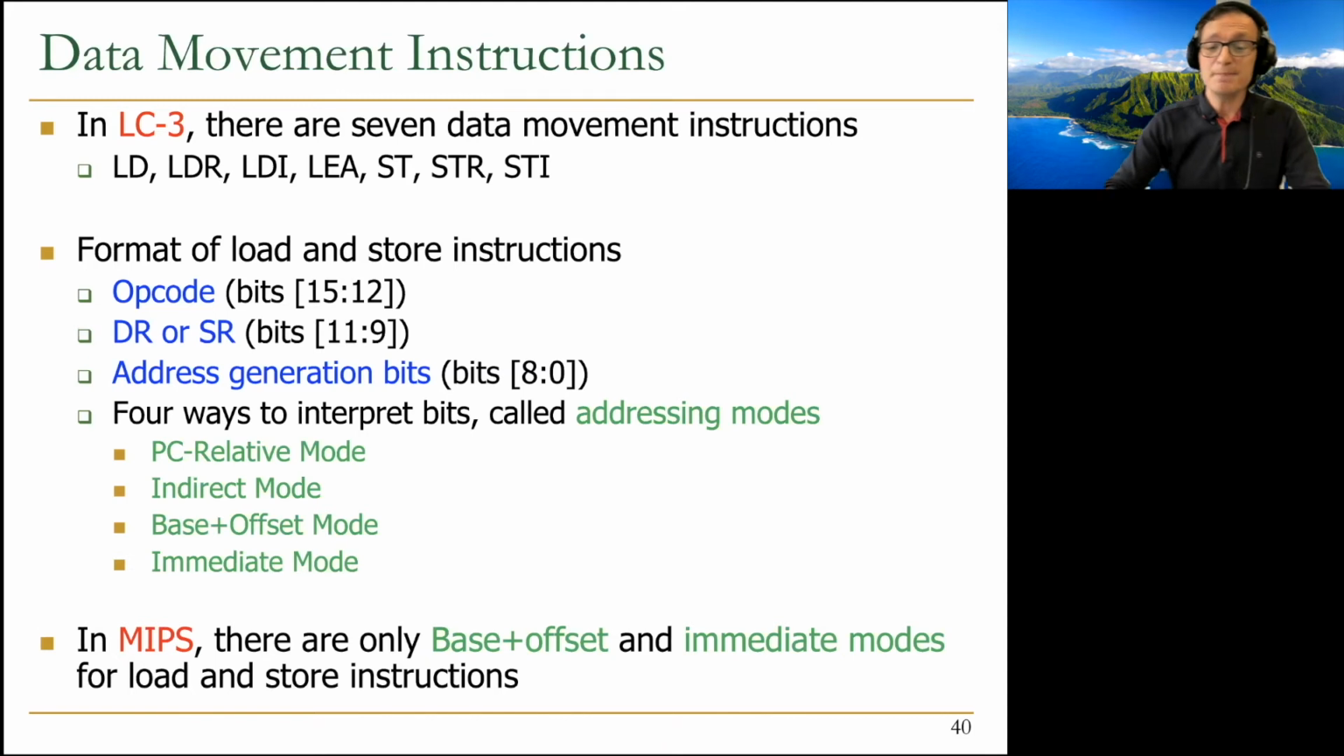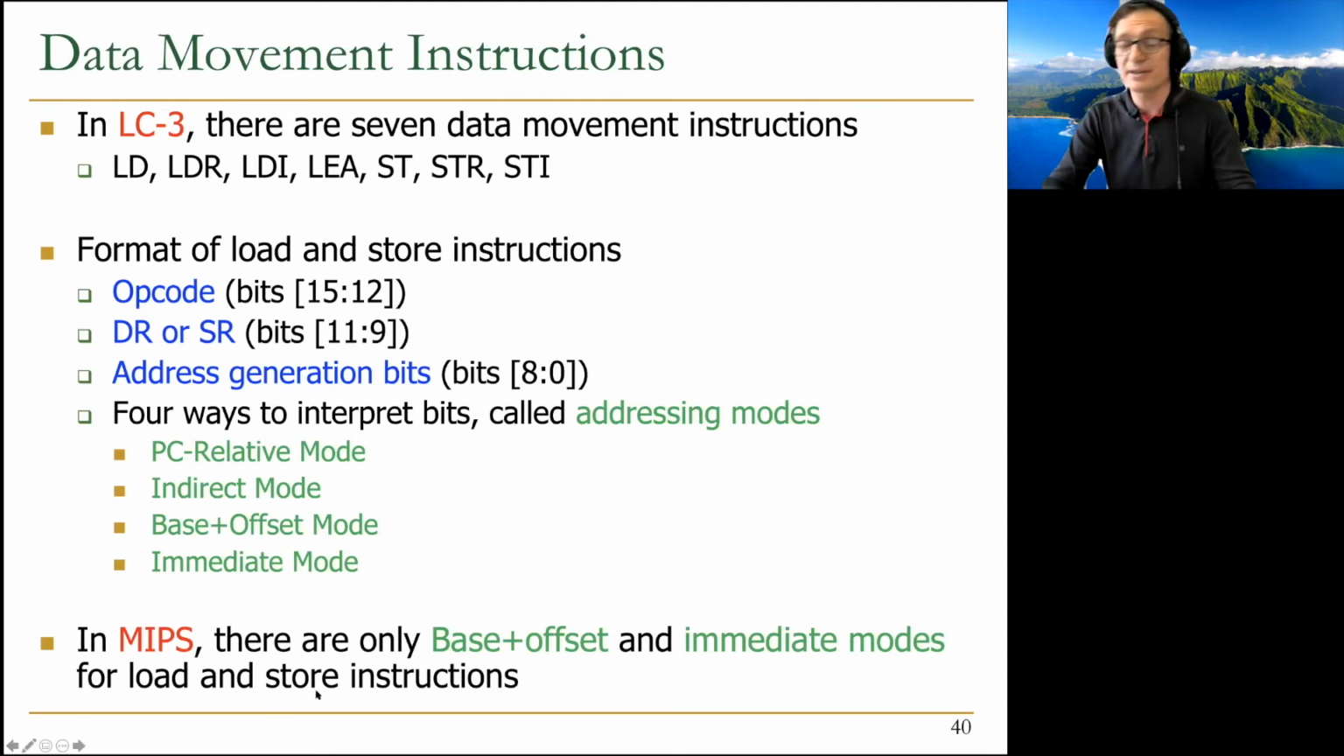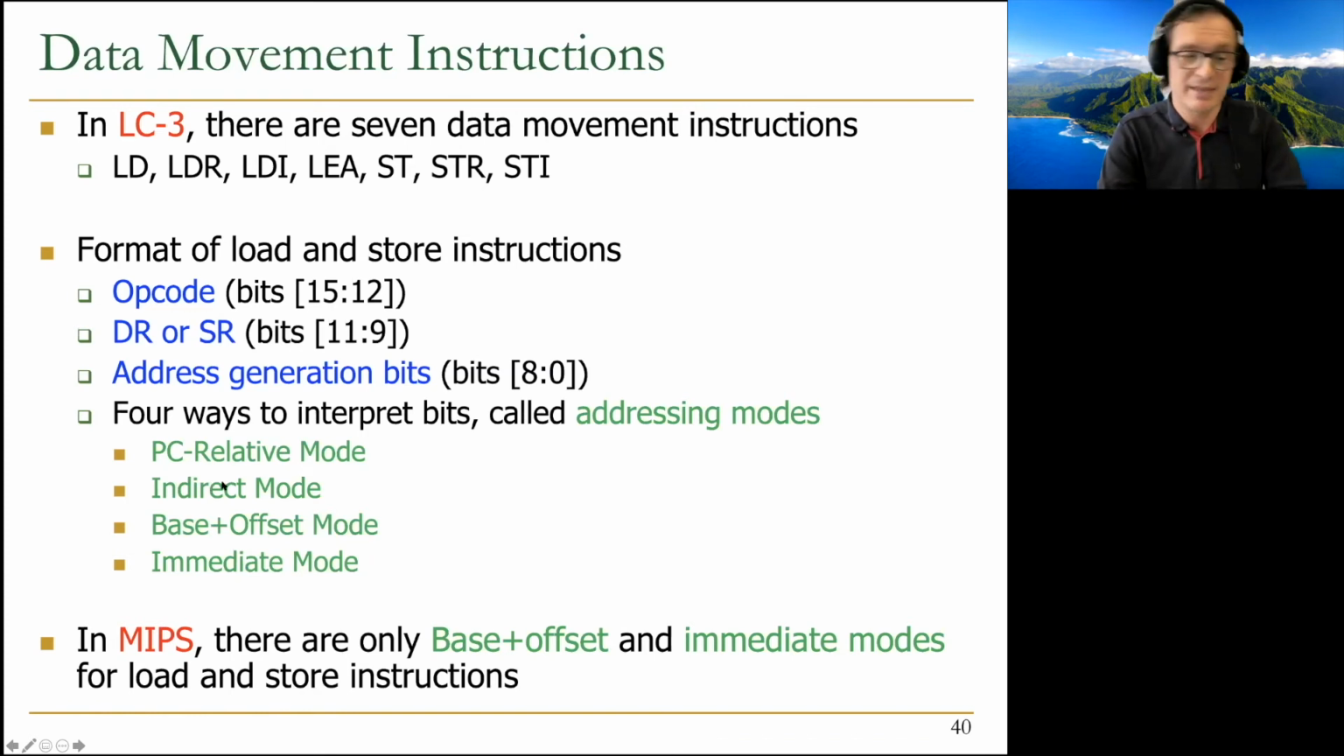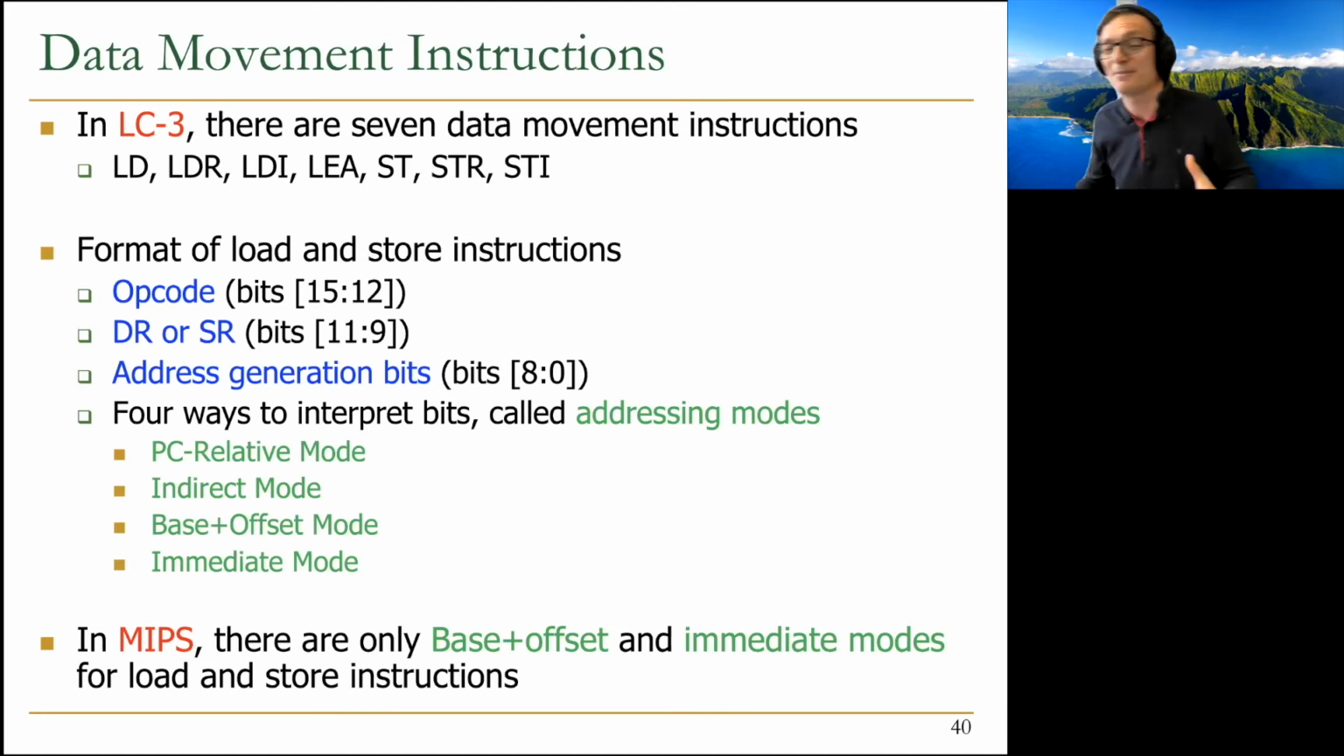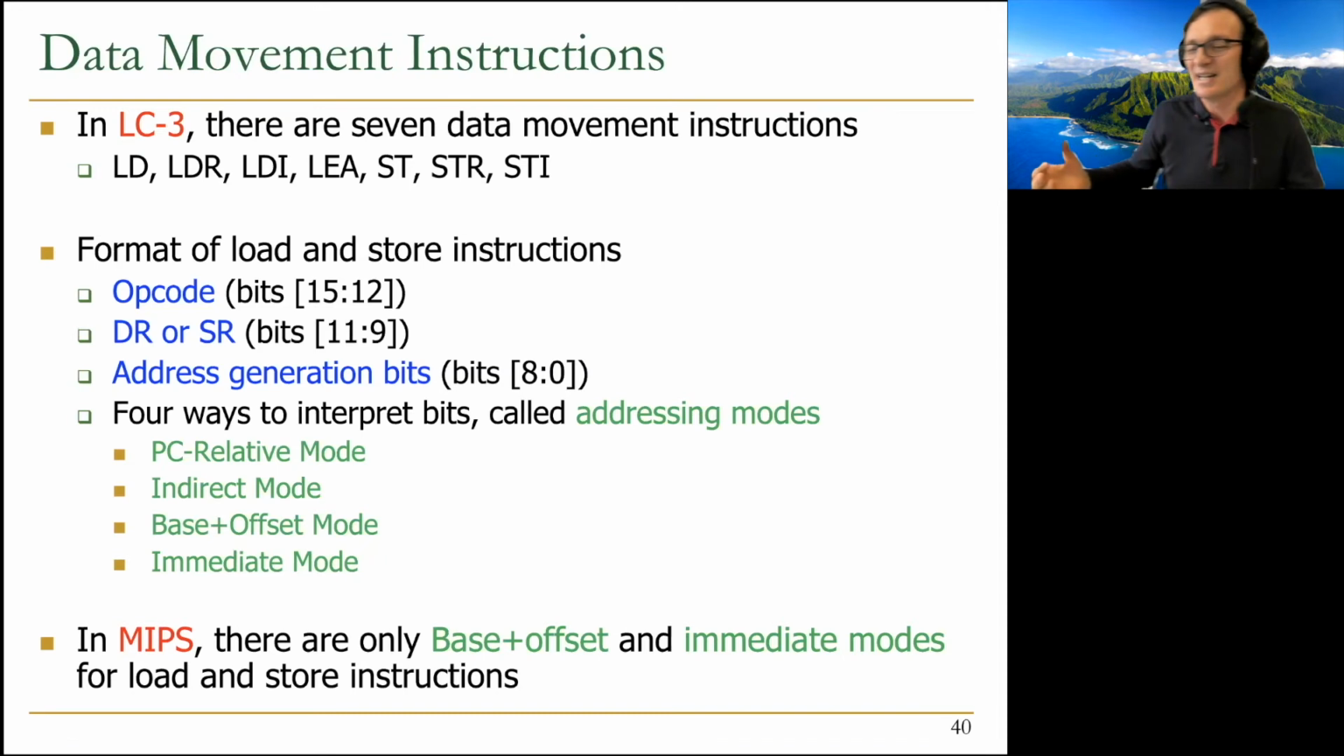In MIPS, there is only base plus offset and immediate modes for load and store instructions. Other instructions have the PC relative. They don't have the indirect. Ignore that. And they have one other mode. But load and store have only base plus offset and immediate modes, as we will see. Again, all ISAs have similarities to each other. That's why we are covering 2. But if you look at x86, for example, it has many, many more addressing modes. I haven't counted them, but it's at least 15 or 16 different addressing modes in x86. And in VAX, it's even more.